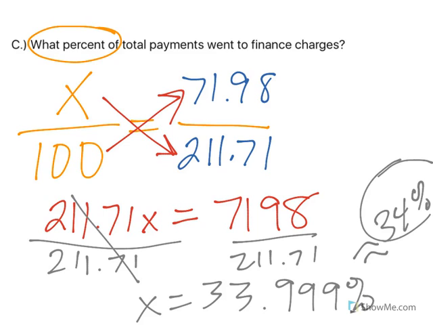More than a third of what you're paying to this credit card company is not going toward what you owe. It's going to the credit card company for them letting you use their money. So just be aware of that when you're dealing with credit cards and finance charges.